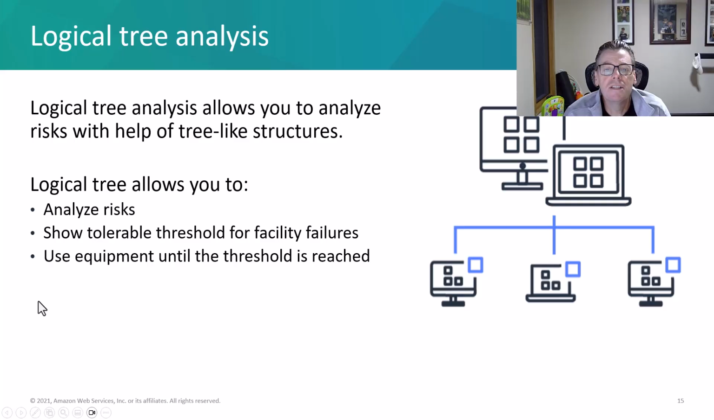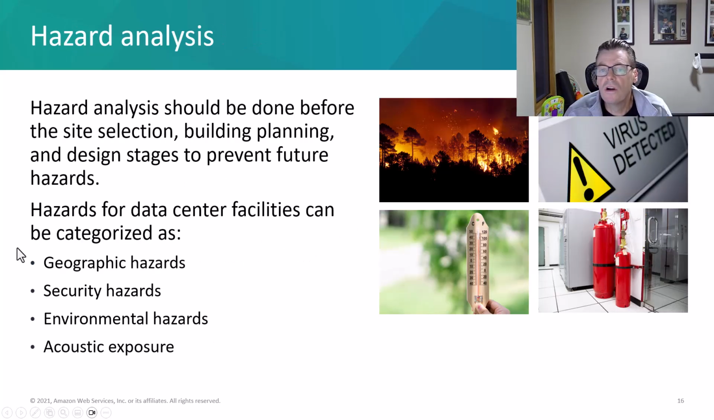Logical tree analysis is going to show us with a tree-like structure where things in the data center are linked together. It's going to show us a tolerable threshold for failure. So, for example, if we look at this little diagram here, we see a system here. If this system fails, these three systems depend on it. That's a logical tree analysis. We're looking at where those fail points are going to come in.